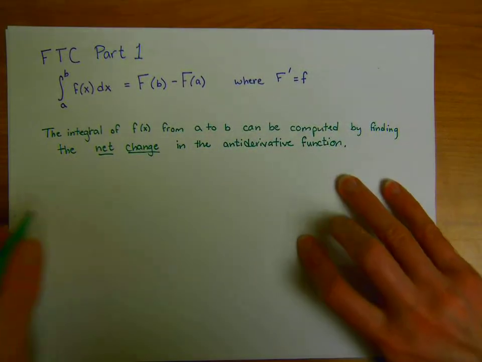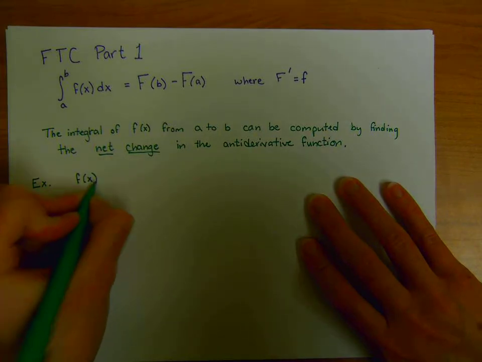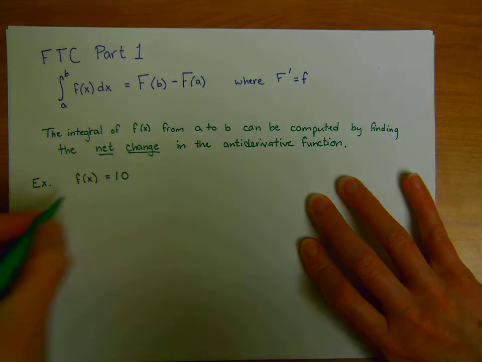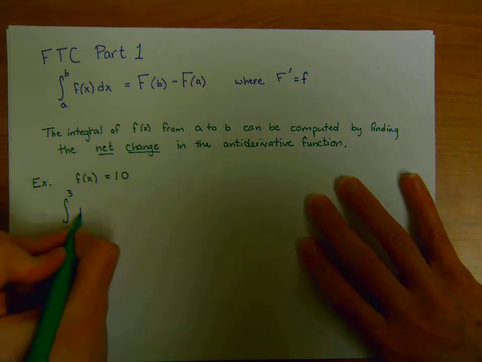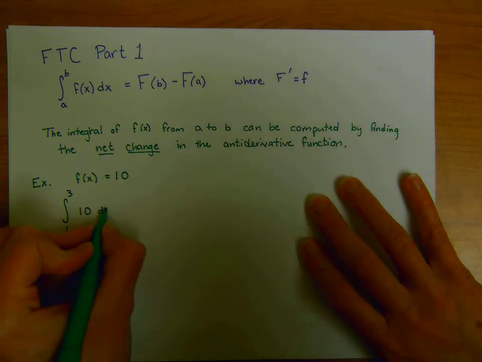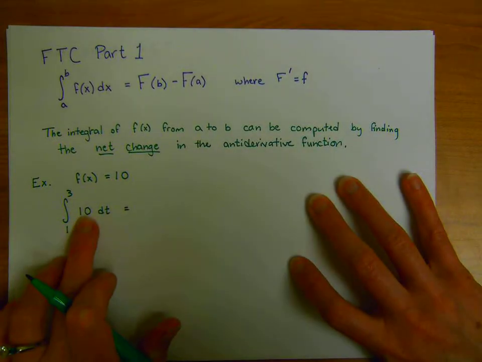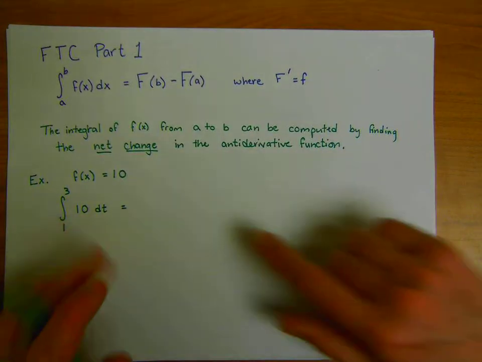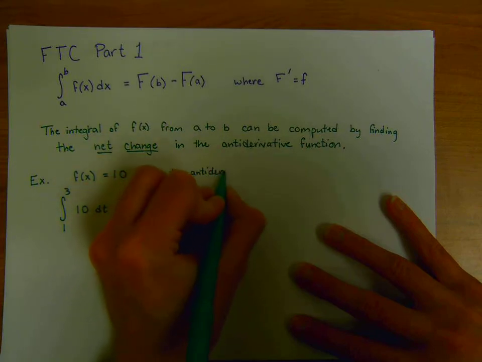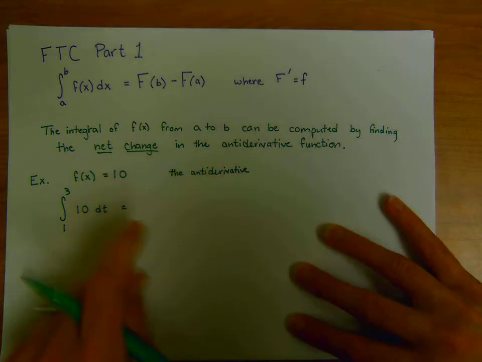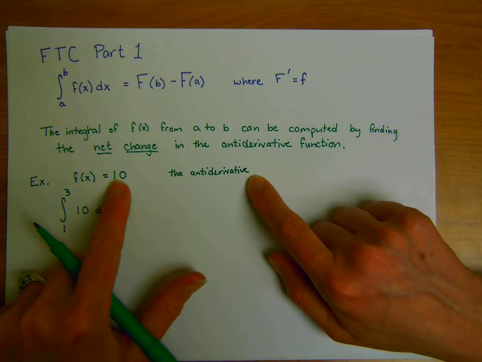So in our example that we saw, our little f function was a really boring function, our little 10. So when I want to compute the integral from 1 to 3 of 10 dt, I can do so by finding the antiderivative of 10. So I think to myself, the antiderivative is the function that when I take the derivative of it, it gives me back the value of 10.